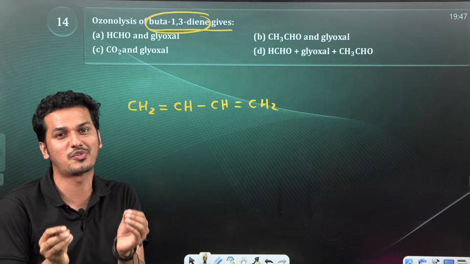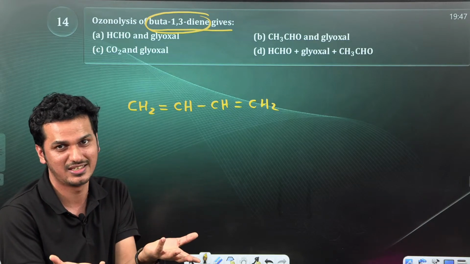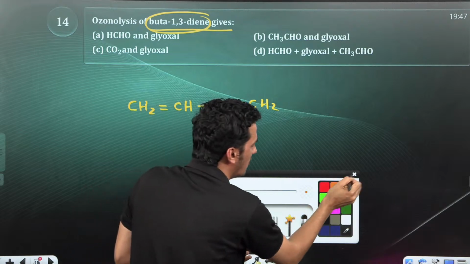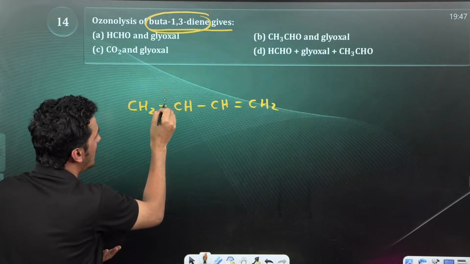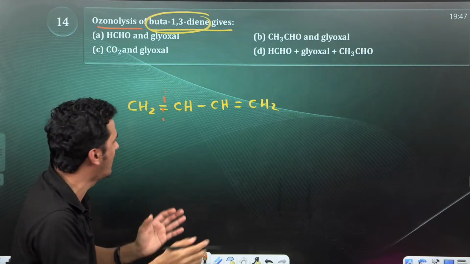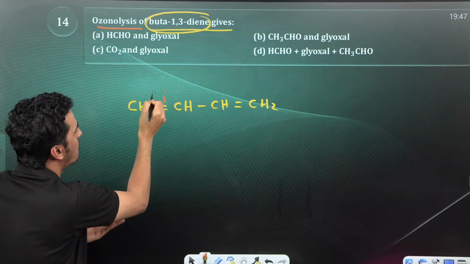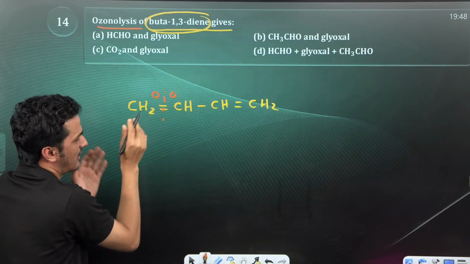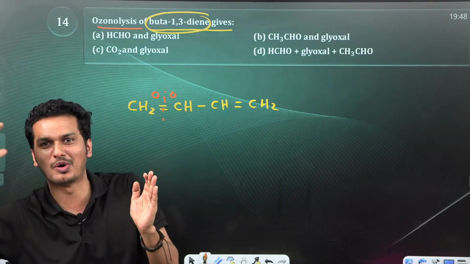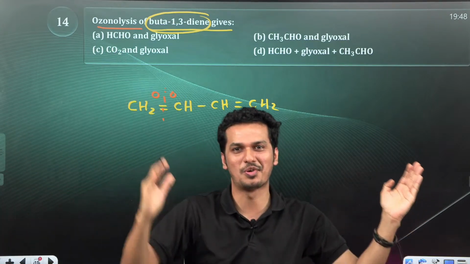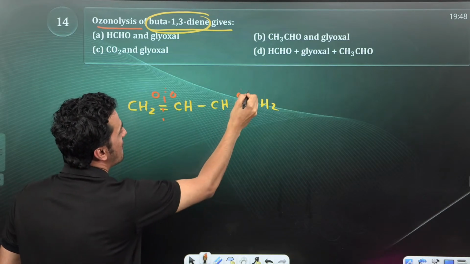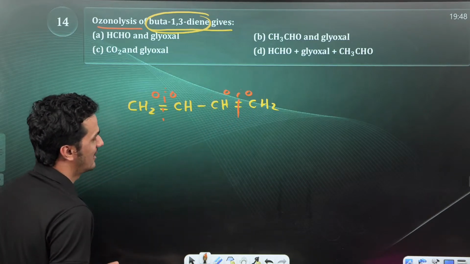I taught you a shortcut to find out the answer for ozonolysis. No need to write the entire steps. What we will do, guys? We will break the double bond. When you are conducting ozonolysis, you have to remember this idea: break the double bond, put one O here, one O here.